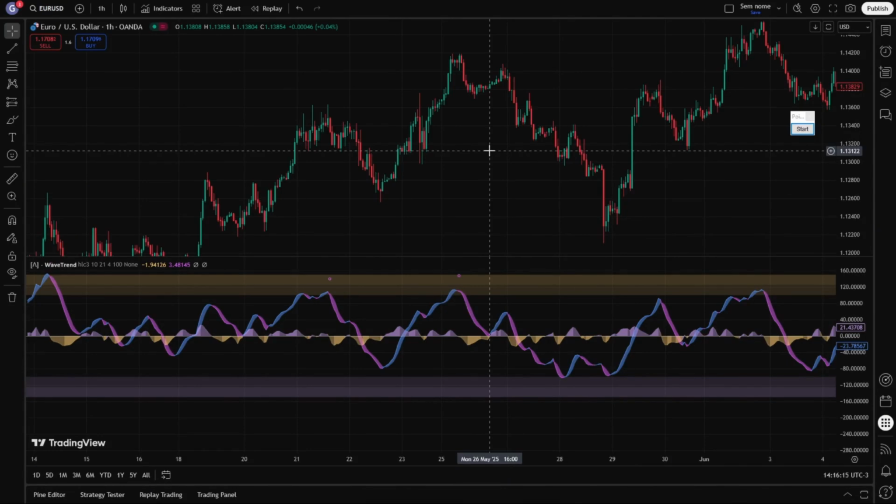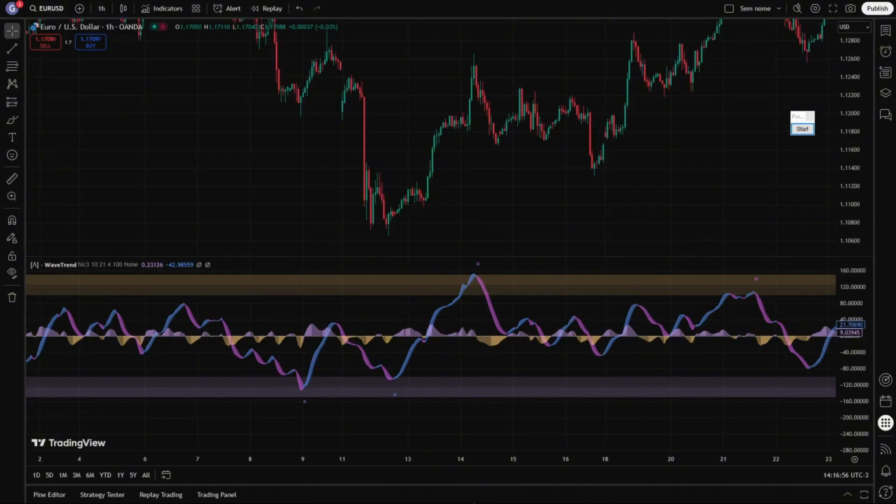This indicator works as an oscillator, showing when the price is overextended either up or down. You'll see a wavy line that moves between two regions. When this line enters the upper part, a purple circle appears, indicating that the market is overbought and might drop. And when it enters the lower part, a blue circle shows up, indicating oversold conditions and a possible rise.